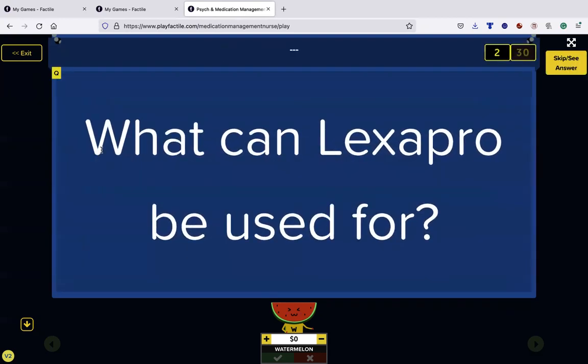Medications. What can Lexapro be used for? So as I mentioned earlier, antidepressants can also be used for generalized anxiety. So Lexapro's classification is an antidepressant. It is an SSRI, but what can it be used for? And that would be for, I'm going to skip the answer.